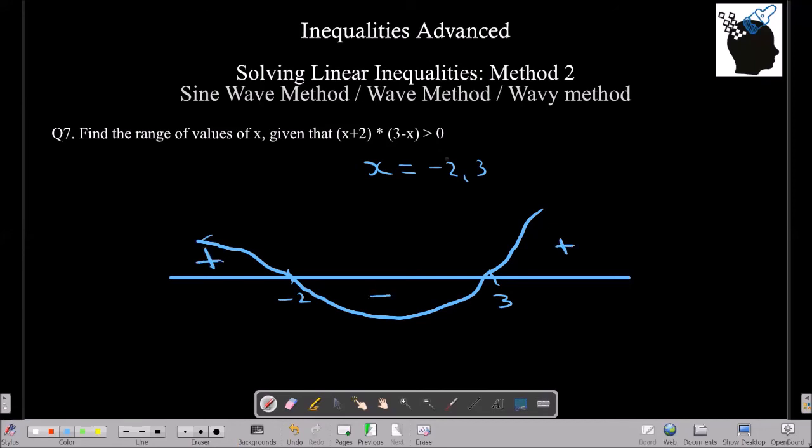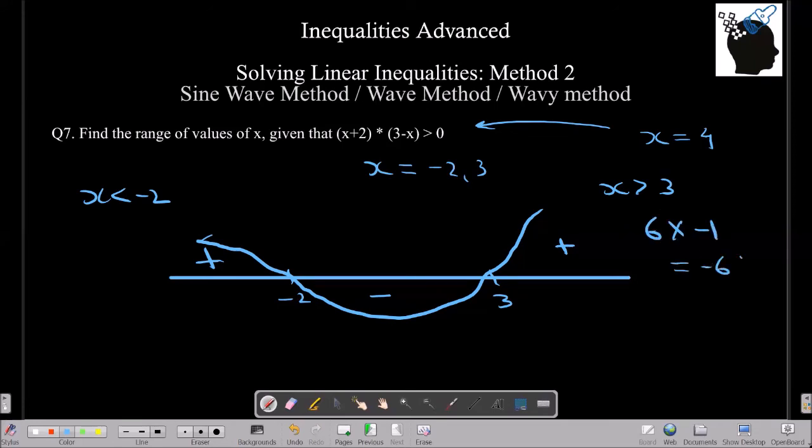Since the question is greater than 0, our solution is x is greater than 3 and x is less than minus 2. Let's check whether the solution is correct or not. So we'll take a value of x greater than 3, let's say x is equal to 4, and substitute in this. We are going to get 6 multiplied by minus 1, which is minus 6. And we know this is not greater than 0. That means our solution is not correct.